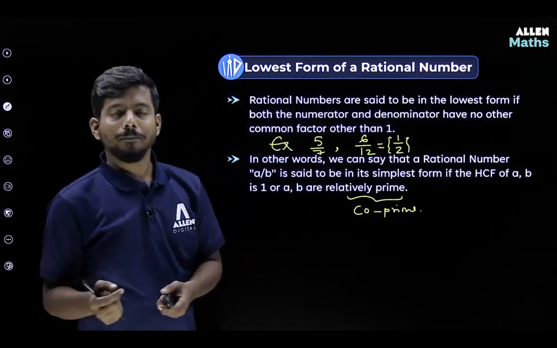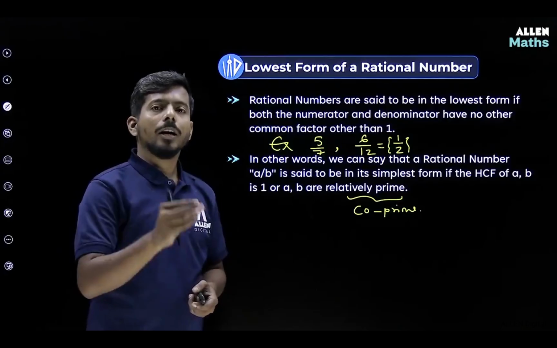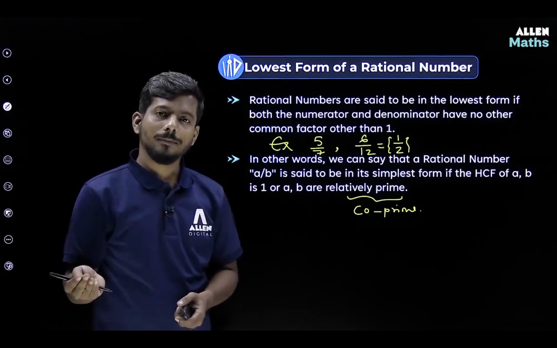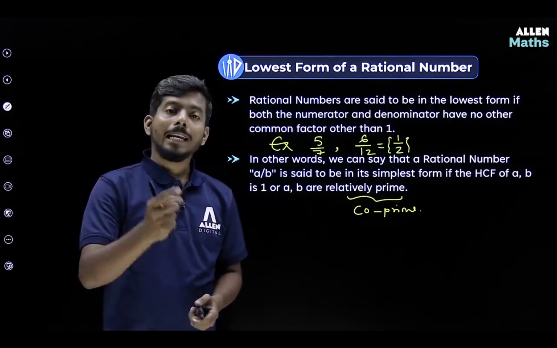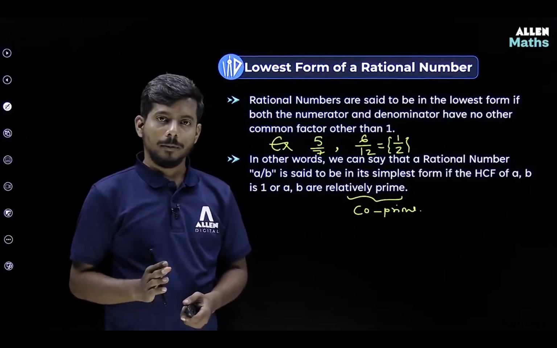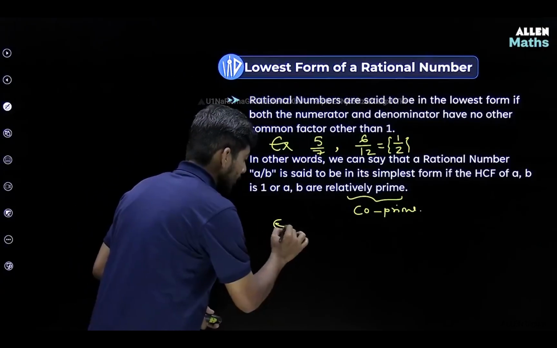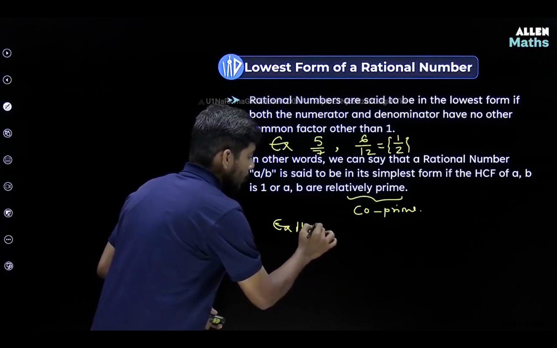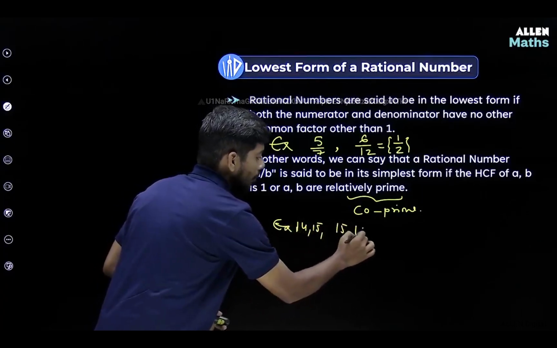Now what is meant by co-prime? If two numbers do not have anything in common other than 1, they are called co-prime. Any two continuous numbers are co-prime. For example, 14 and 15 are co-prime, 15 and 16 are co-prime.